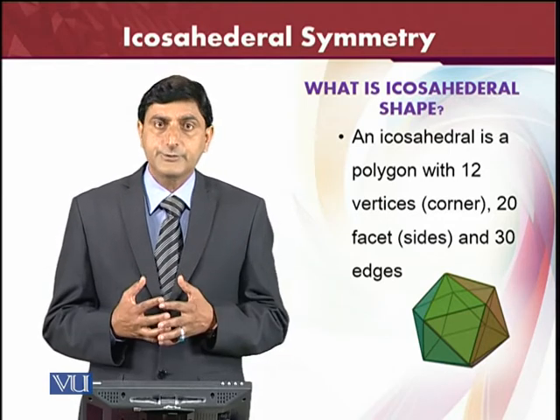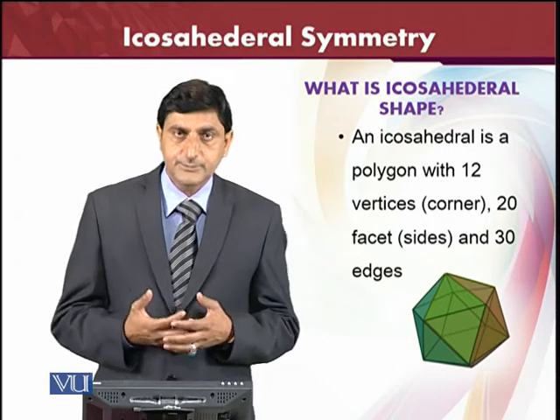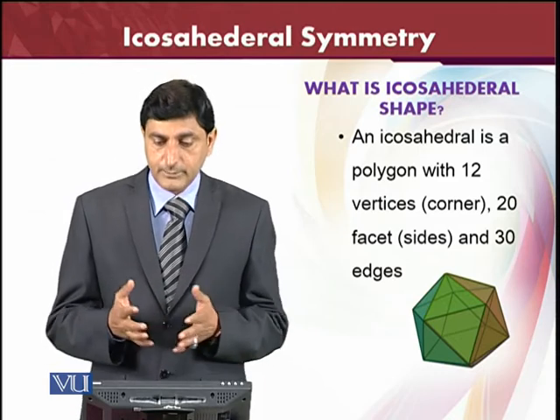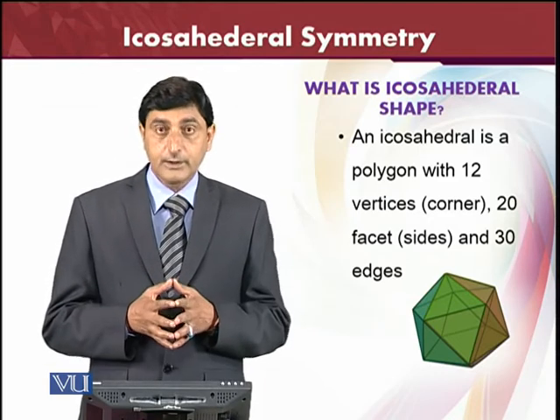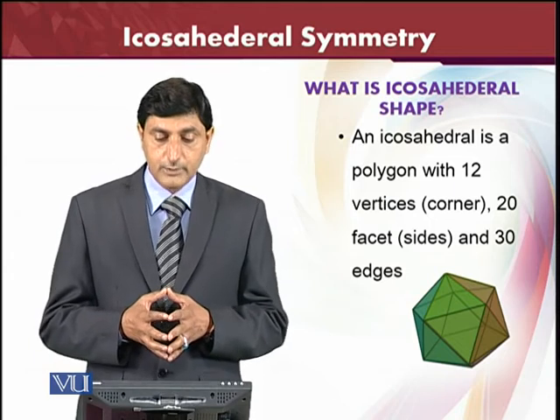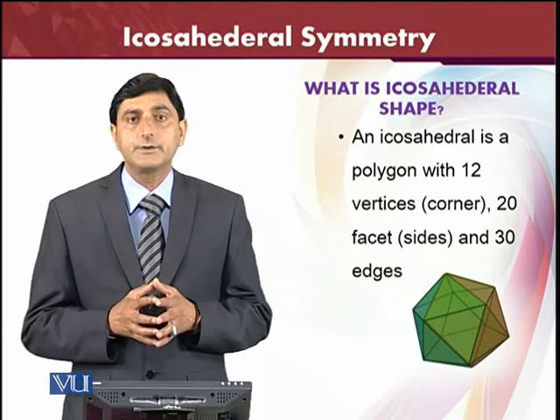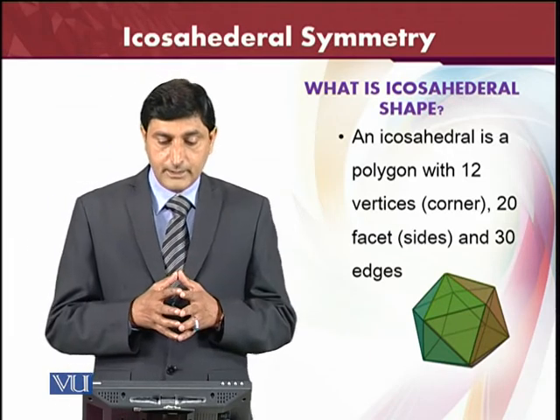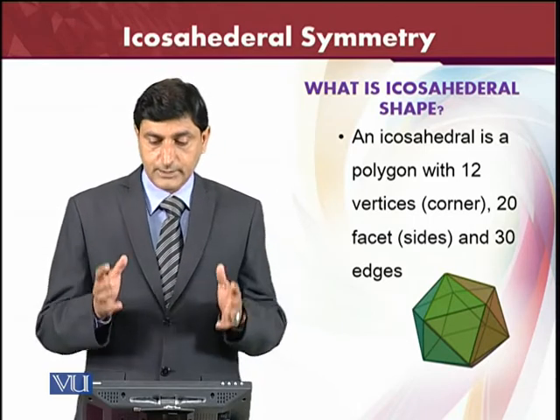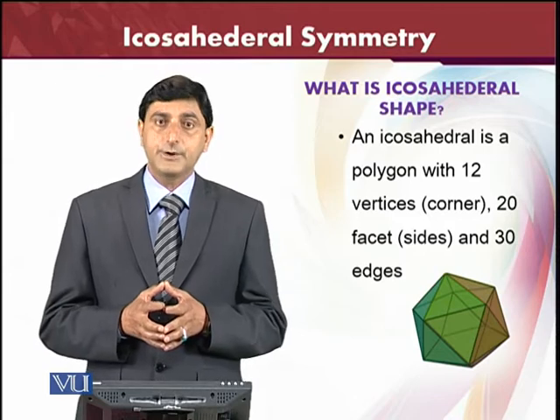What shape comes to your mind when we are talking about the icosahedral? Because there are different shapes, just like the pentamers, hexamers, tertiary shapes, tetra shapes. But whenever there is a shape, it comes to mind as the icosahedral shape. Icosahedral is a polygon with 12 vertices. Vertices mean corners. It has 12 corners, 20 sides, 20 facets, and 30 edges. It will be called the icosahedral shape.